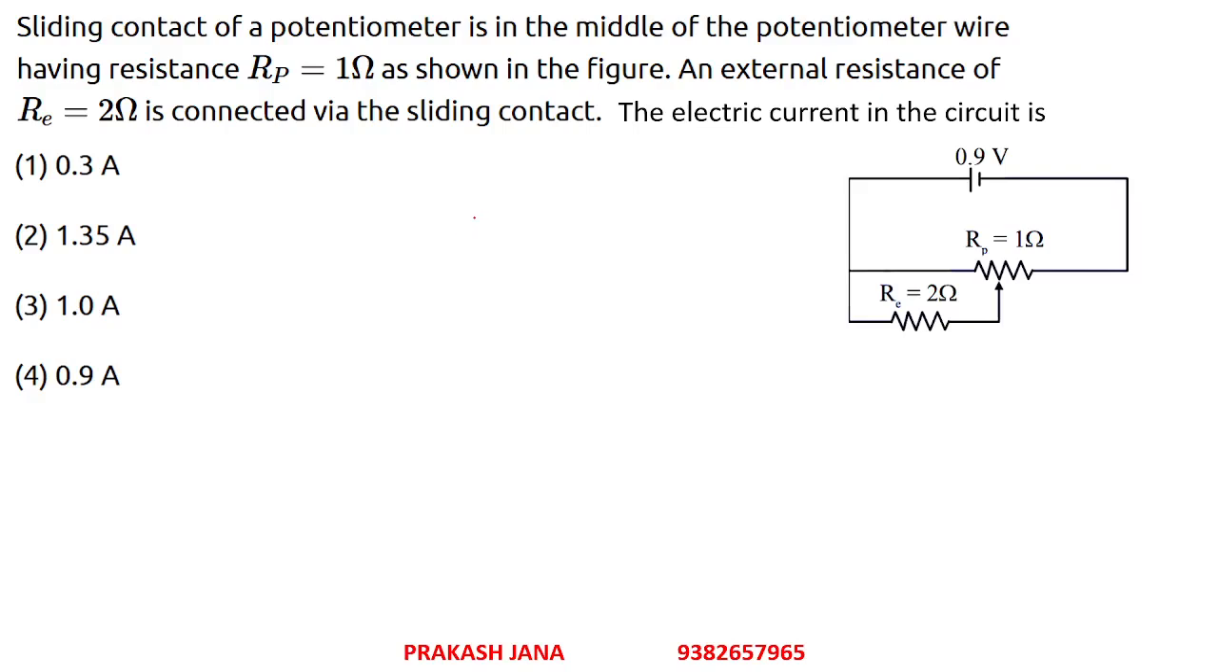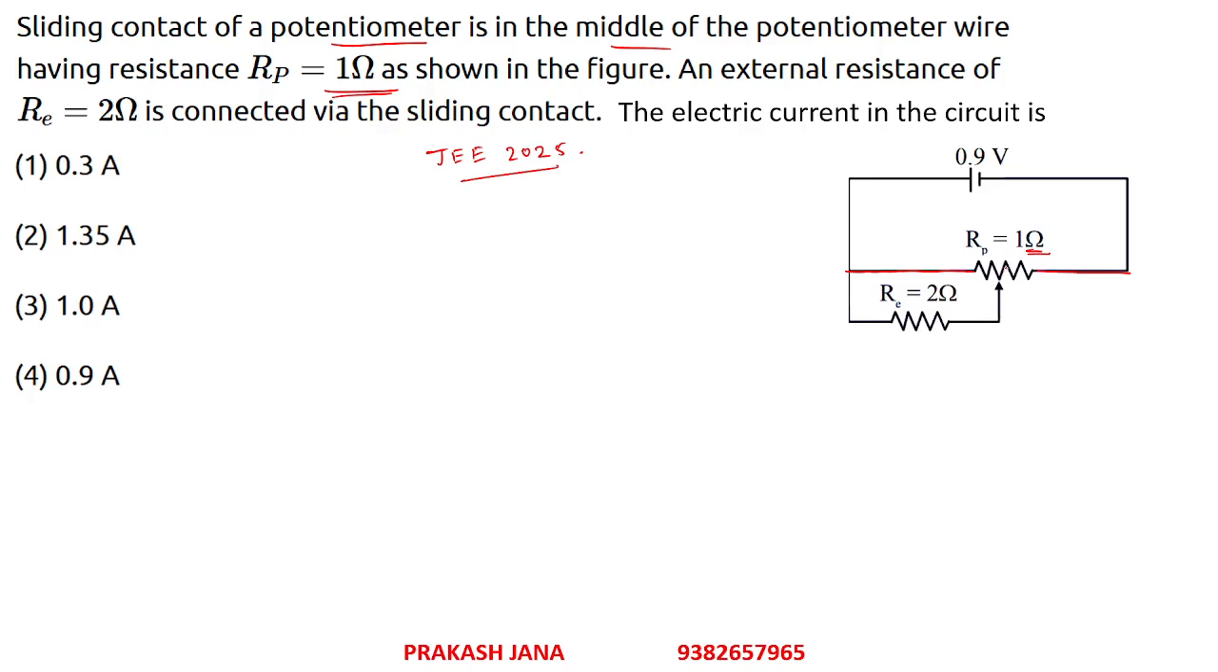Good morning, student. This question has been asked in J 2025. It says the sliding contact of a potentiometer is in the middle of the potentiometer, which has a resistance of 1 ohm. So this wire is the wire of the potentiometer and its resistance is 1 ohm, which is denoted by Rp.